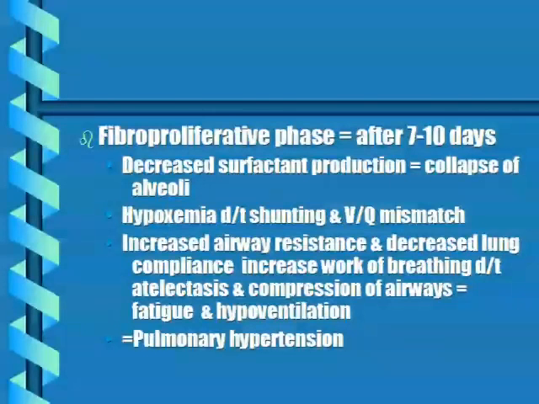You'll have an increase in airway resistance and a decreased lung compliance, which causes an increase in work of breathing due to atelectasis and compression of the airways, which will cause fatigue and hypoventilation. And so you end up with pulmonary hypertension due to that microemboli, the hypoxia, and the vasoconstriction. All those will cause an increase in dead space and an increase in right ventricular afterload. So this does decrease cardiac output. This phase can last up to and including a month.